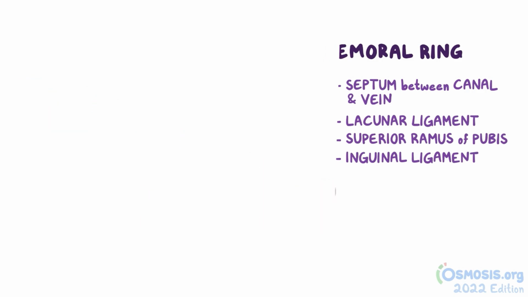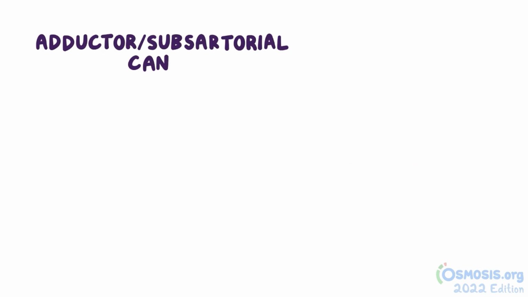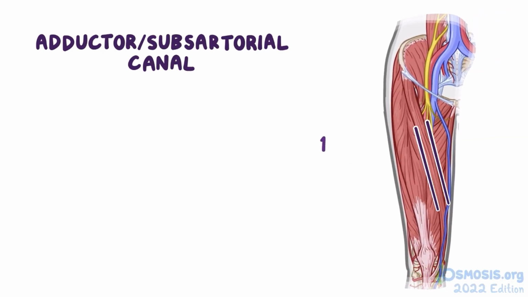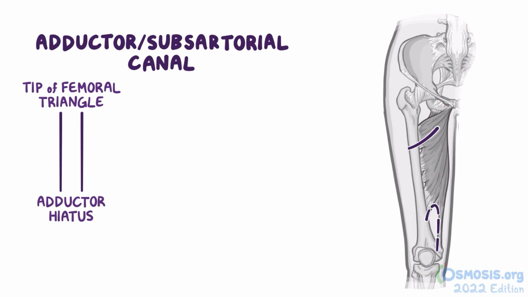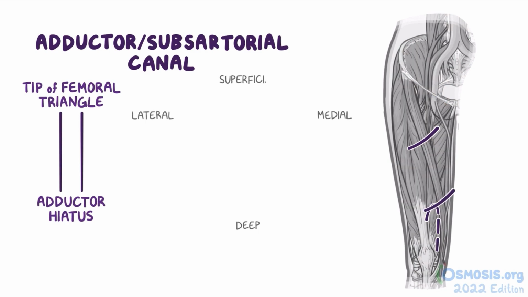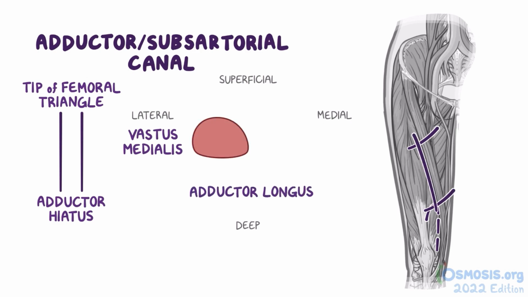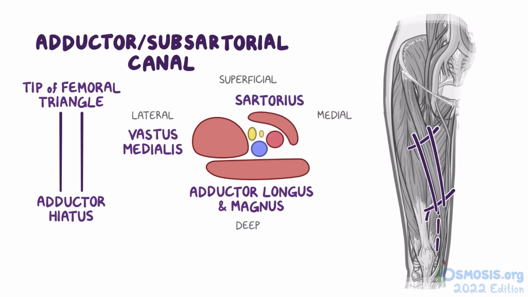Another important landmark is the adductor or subsartorial canal, which is an approximately 15 cm long intermuscular passageway deep to the sartorius in the middle third of the thigh. It extends from the tip of the femoral triangle to the adductor hiatus. The adductor canal is bounded anteriorly and laterally by the vastus medialis, posteriorly by the adductors longus and magnus, and medially by the sartorius, which overlies the groove between the aforementioned muscles, forming the roof of the canal.